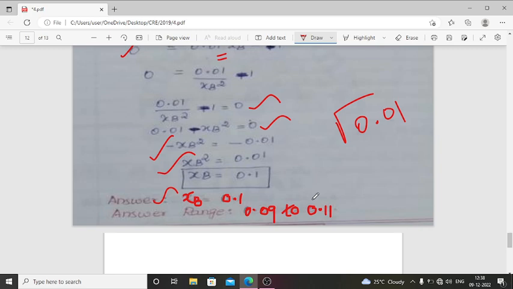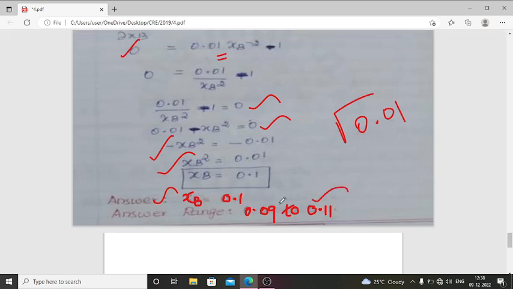The answer range is given as 0.09 to 0.11, so our answer is within this range. The objective of this question is to determine the XB value that minimizes the recycle rate. So XB is equal to 0.1, and this answer is within this range. The mole fraction XB value is equal to 0.1.